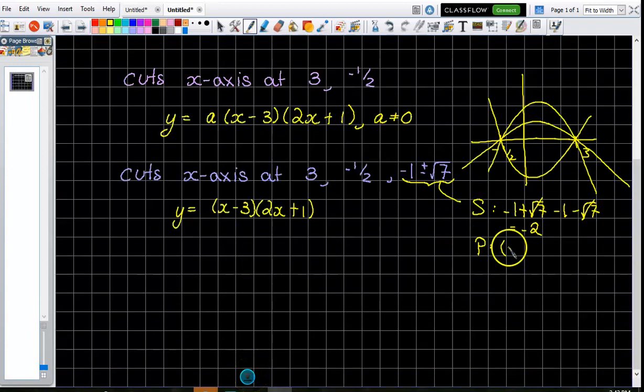Yes, product means times, so it's minus 1 plus root 7 times minus 1 take root 7. Am I going to expand every single one? No, because what do I recognize? Not perfect. Difference of 2 squares. So we get minus 1 times minus 1 is 1. Positive times a negative is a negative 7, I get minus 6.